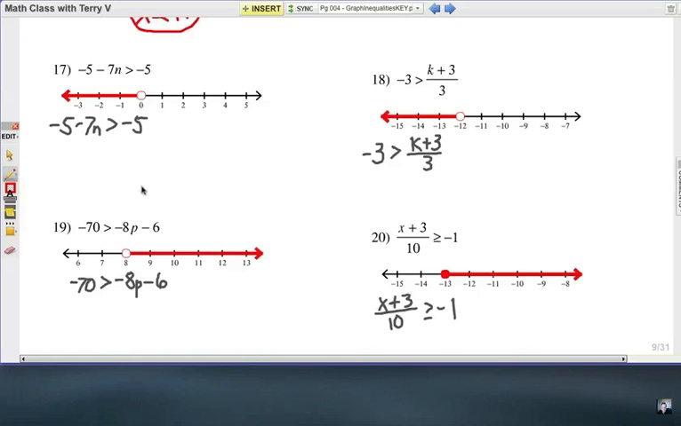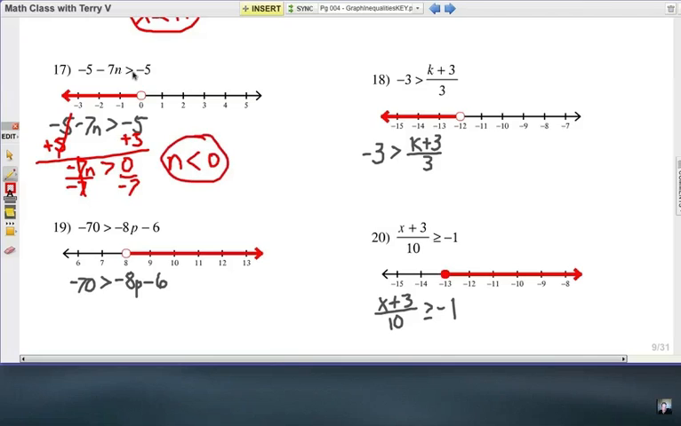All right, here are the answers, and here is how we got them. First, we're going to add 5 to each side. So negative 7n, keep the inequality symbol the same for now, and that would be 0. We're going to divide each side by negative 7. And so n is, now we have to change the inequality because we're dividing by a negative, right? And so n is less than 0. And that's what it looks like on your number line.